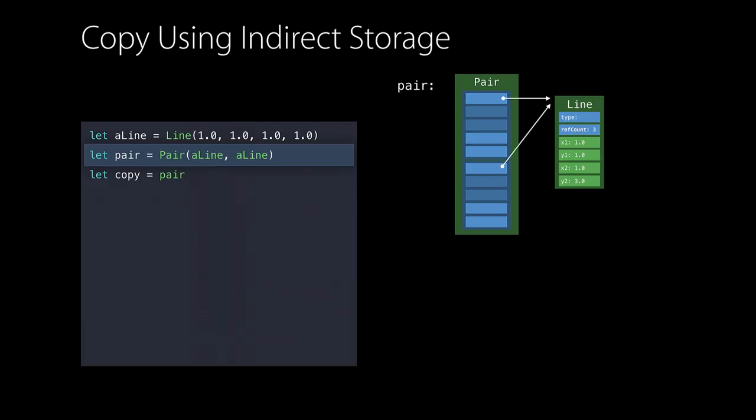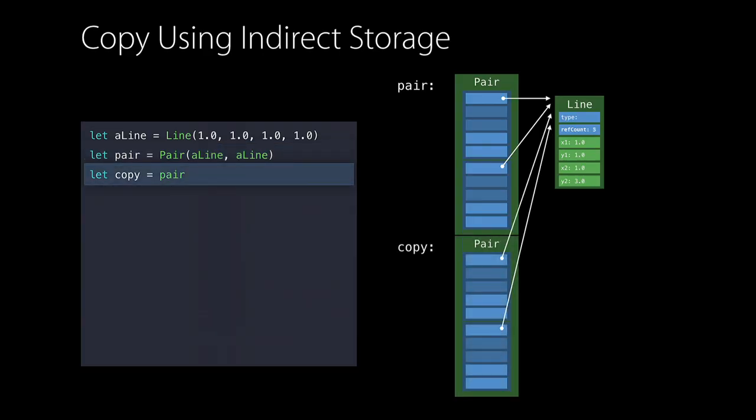When we come to copy our line, again, only the references are copied and the reference count is incremented. This is a lot cheaper than heap allocation. It's a good trade-off to make.